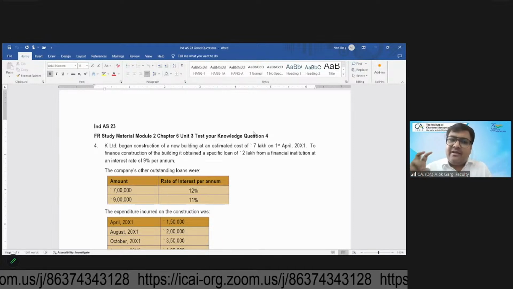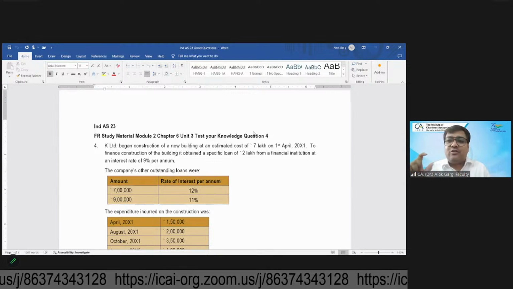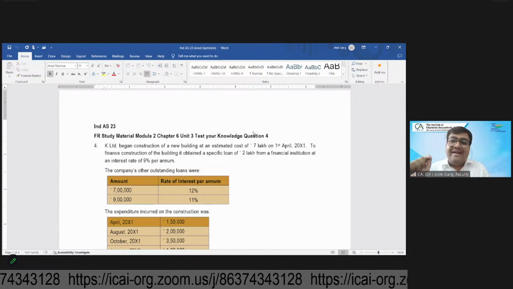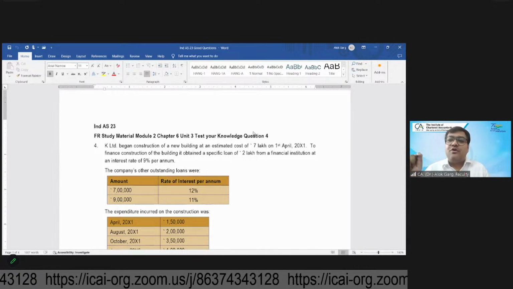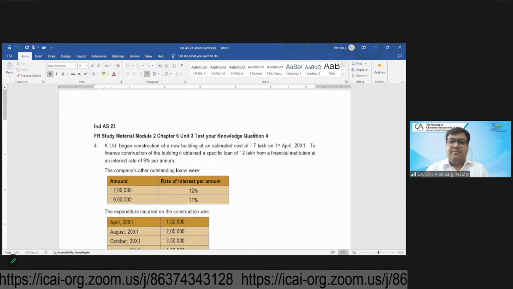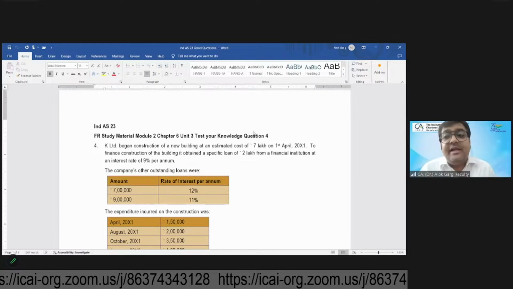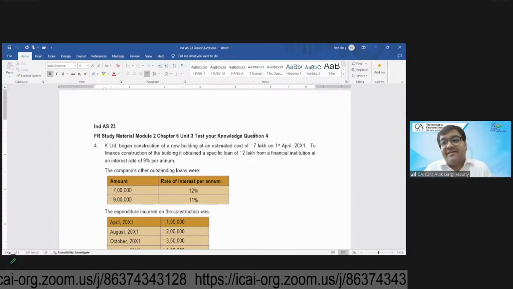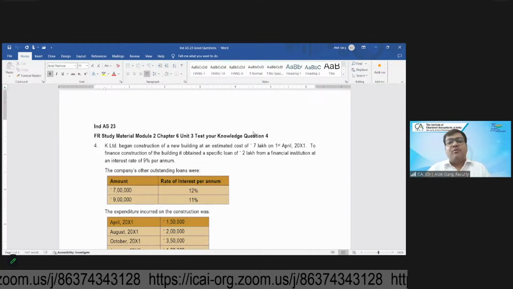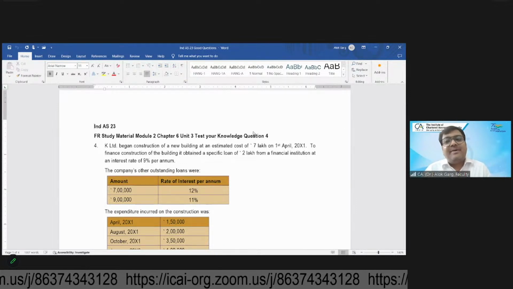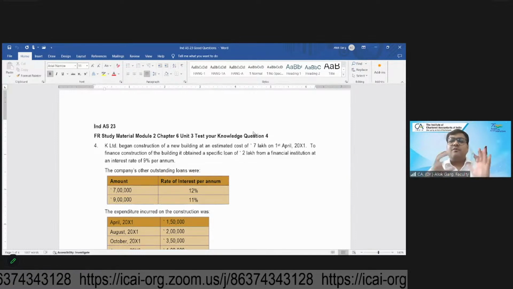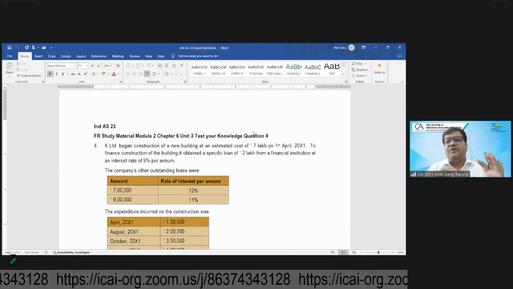So friends, that is why the definition is: qualifying assets are those assets which take a substantial period of time for getting ready for intended use or sale. For getting ready for intended use or sale means what is the intention of the management. And any borrowing cost which is directly related to the acquisition, construction and production of a qualifying asset has to be capitalized as a part of the qualifying asset. Correct? This was the definition of qualifying asset and the borrowing cost.